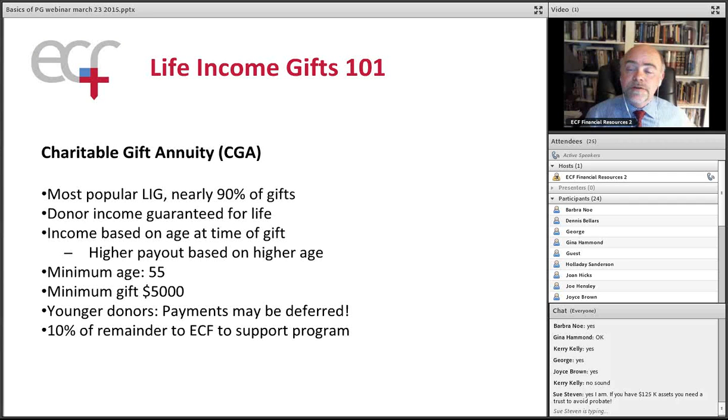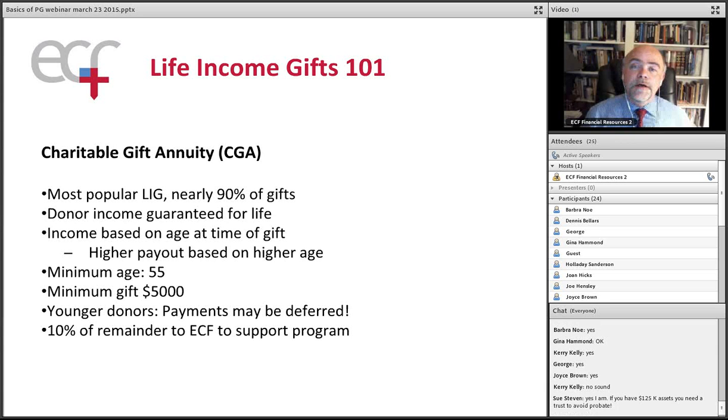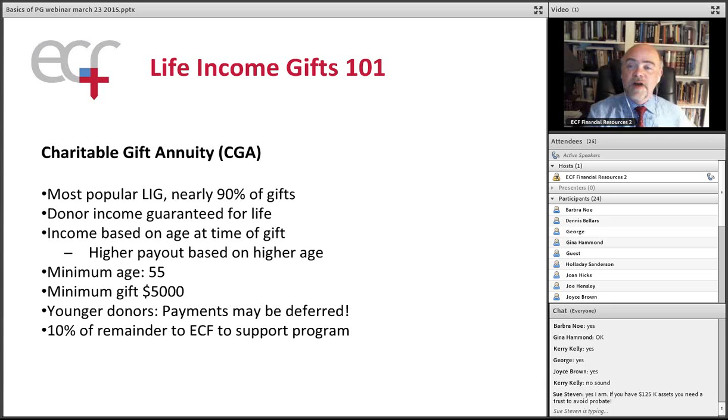The way a charitable gift annuity works is it is the most popular of all the different types of gifts. The vast majority of life income gifts come in this format because it is such a simple and straightforward gift, and also it's guaranteed income. The way it works is that after an individual makes their irrevocable gift, they enter into a contract with a charity, in this case, a contract with the Episcopal Church Foundation. And it's the Episcopal Church Foundation that guarantees to pay a fixed amount of income to that individual or that couple that has been designated.